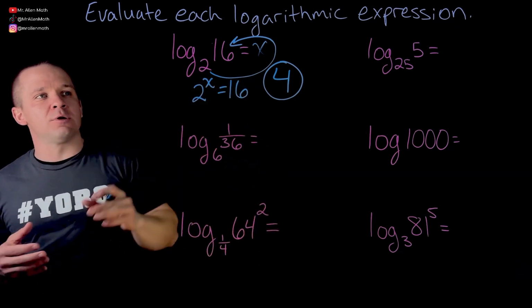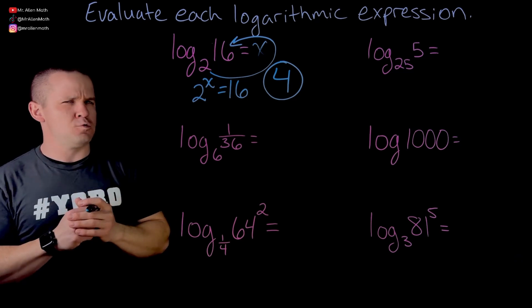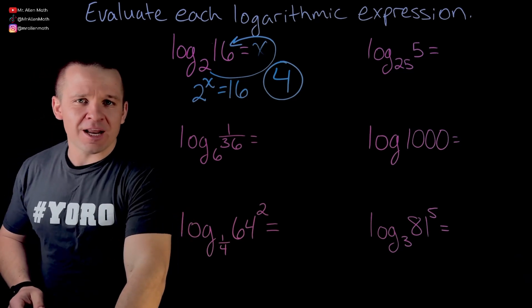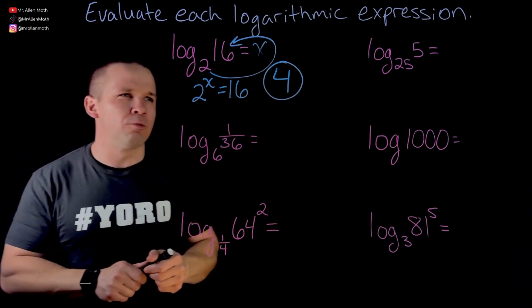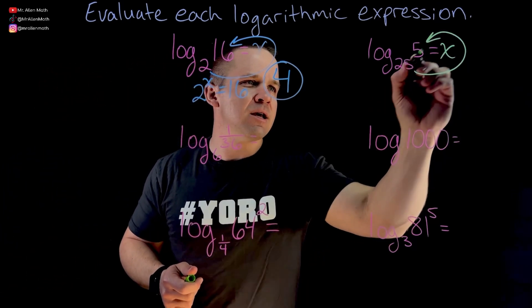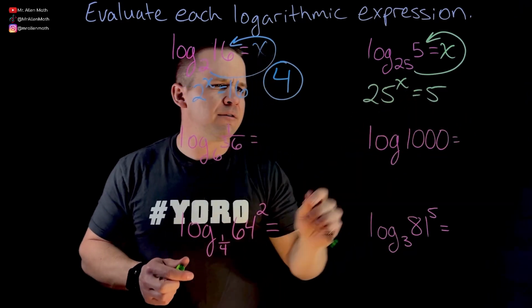All right, this next one over here. Log base 25 of 5. Ooh, that's tough too. I think I'm going to rewrite this one again in exponential form just so we can start to get a rhythm for this thing here. So let's throw another x right here. I'll have 25 to the x equals 5.